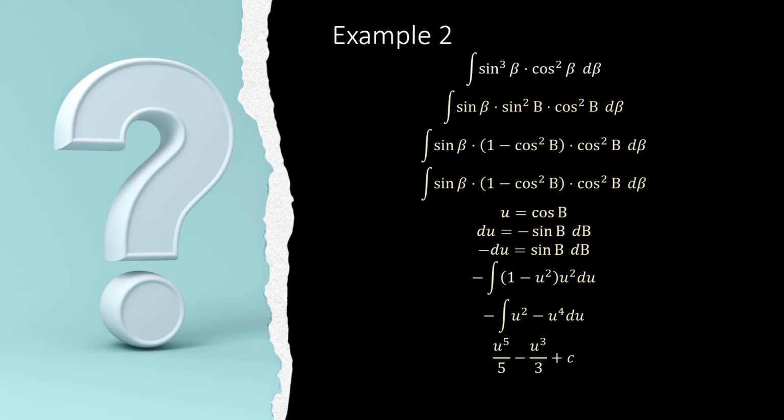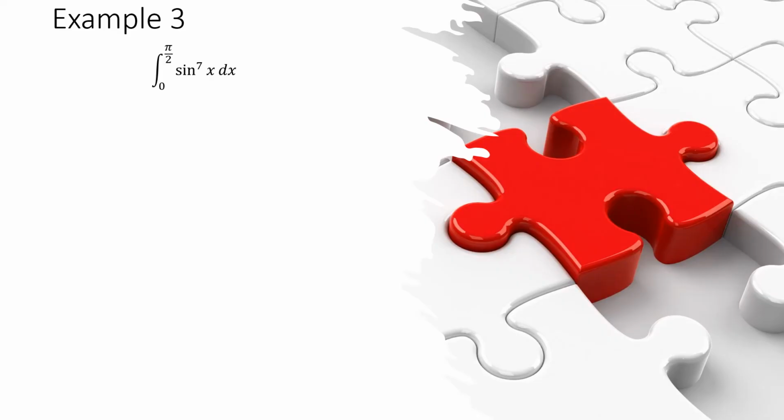All right, now remember, we didn't start with u's, we started with betas, so we want to go ahead and substitute the u back out of the equation. So I'm going to have cosine to the 5th beta over 5 minus cosine cubed beta over 3 plus c.